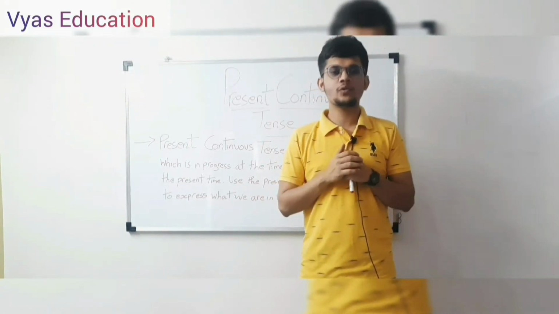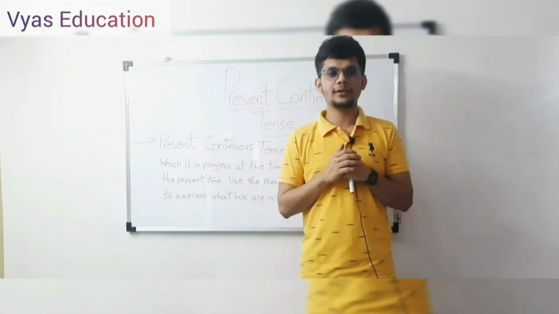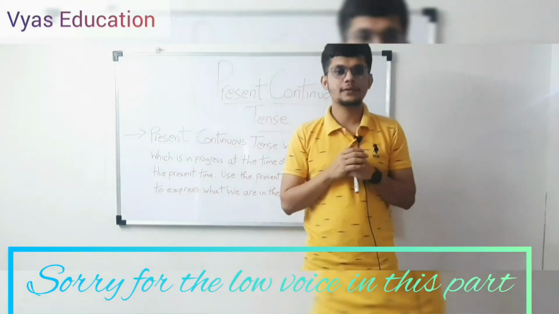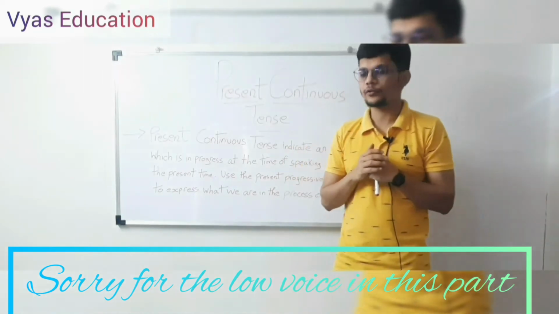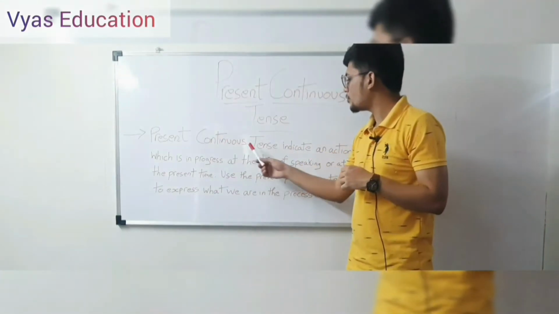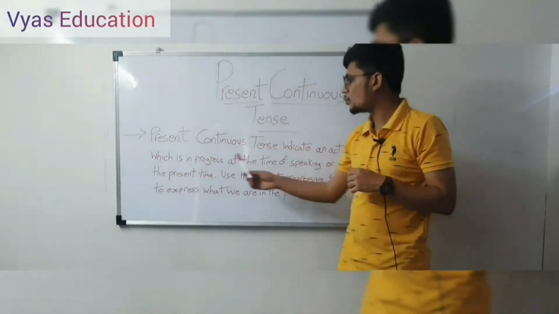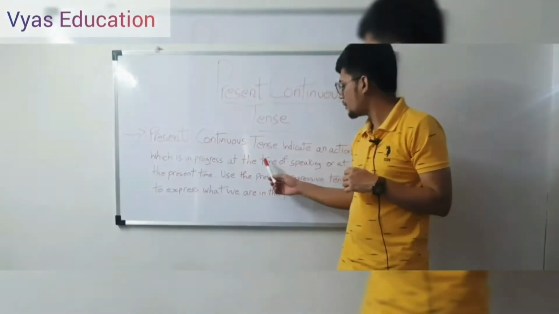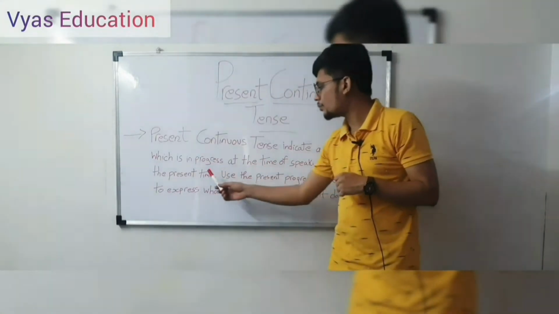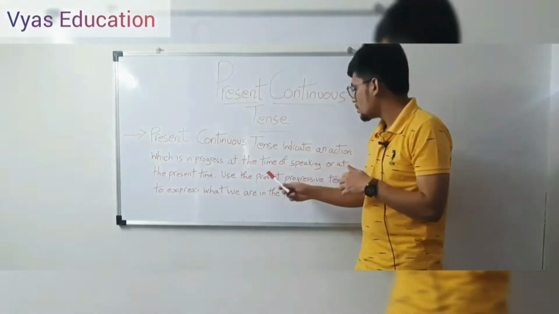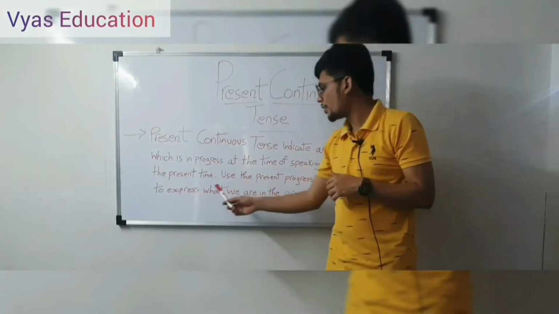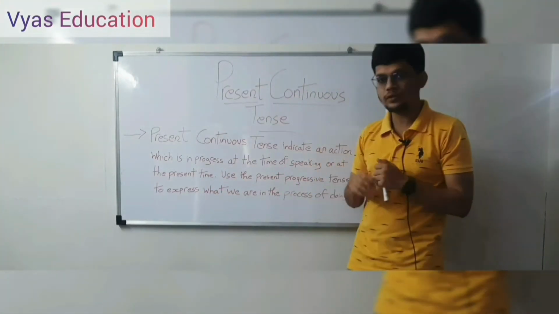In today's video, we are going to learn about present continuous tense. So without any further delay, let's get started. Let's first understand the use of present continuous tense. Present continuous tense indicates an action which is in progress at the time of speaking or at the present time. Use the present progressive tense to express what we are in the process of doing.